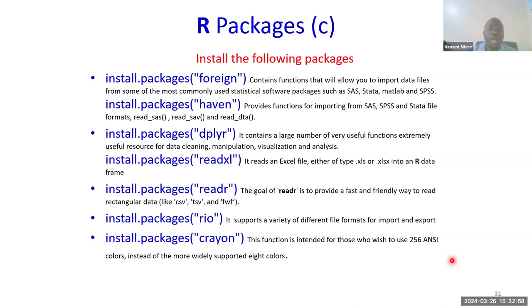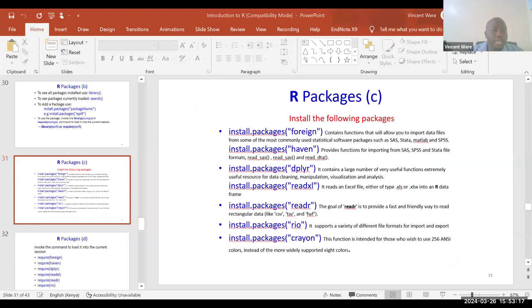So the activity I want you to do now, hashtag installing packages. I want you to type all these things in your R script. Let's start with the first one, but you can do all of them if you are smart. Just start and say install.packages. Don't say installed. Just install means you want to install. And R will give you a bracket. Put the name of the package you want to install. For example, type the word foreign. And then I want you to highlight and run.